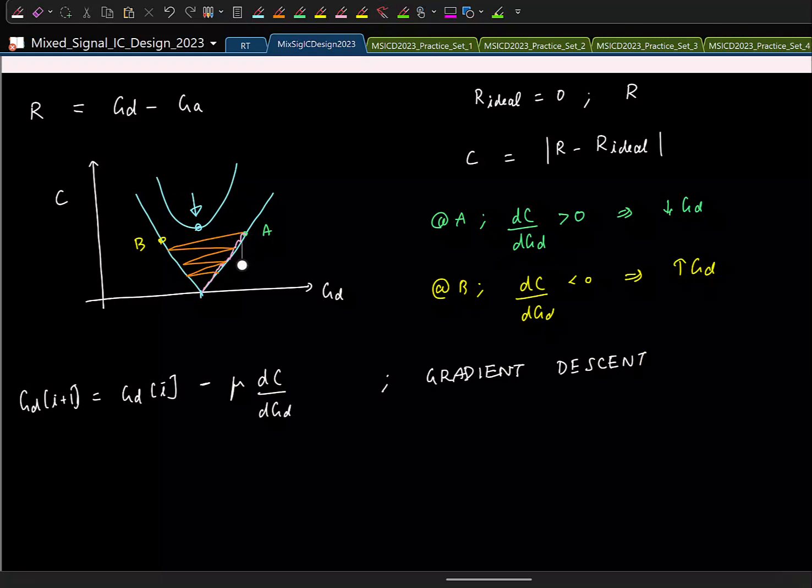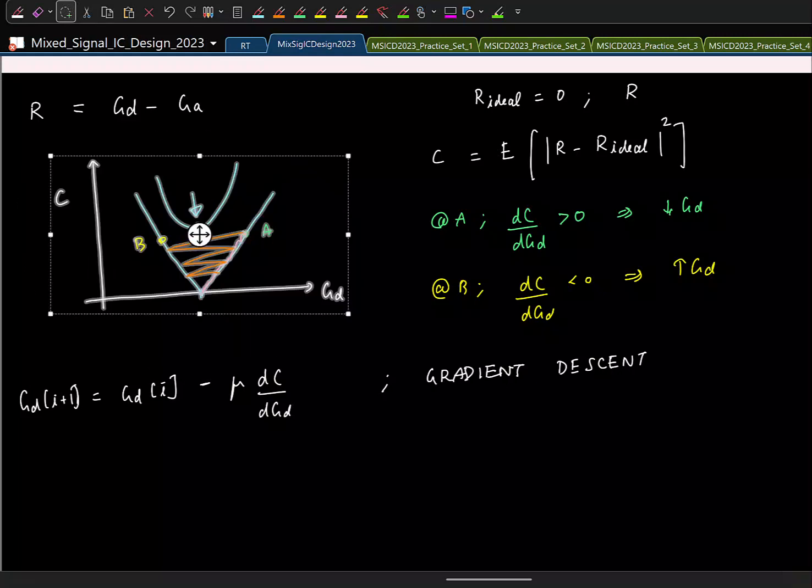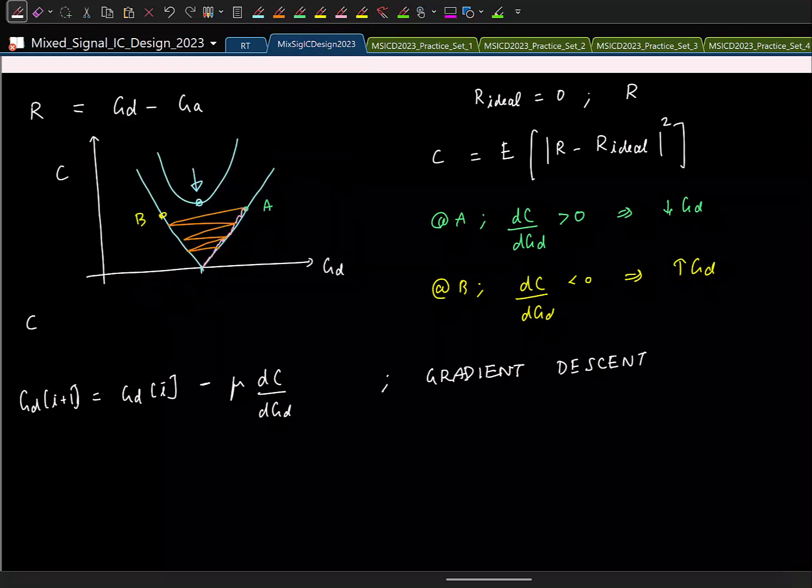In practice, instead of taking the absolute value of the error for minimizing this, it turns out a better estimate is to look at the mean squared value of the error. Instead of looking at the absolute error, you try to minimize the power in the error. If my cost function is defined like that, what is the cost function? I know what R is. So, the square of that: essentially GD minus GA, whole squared.